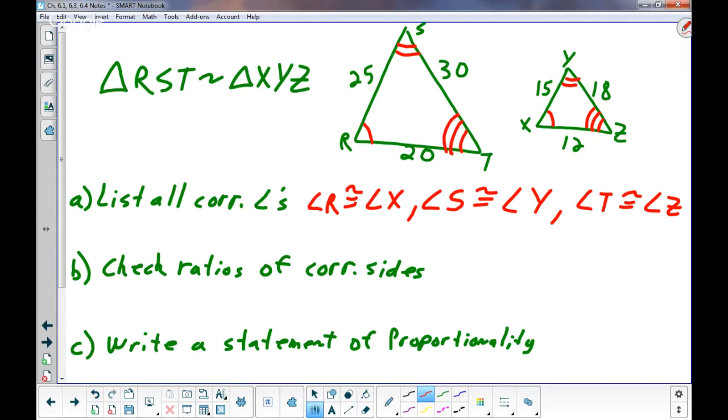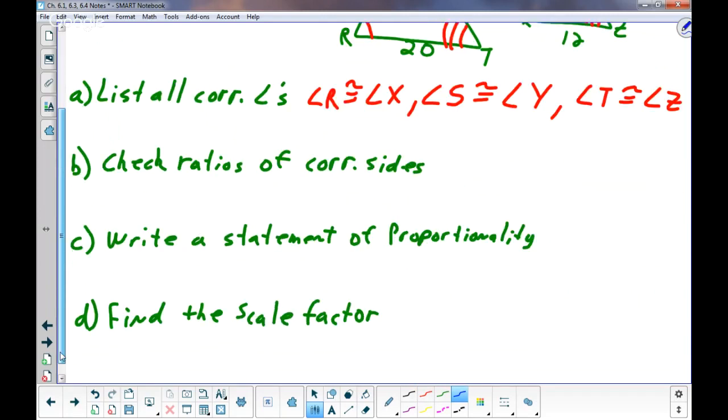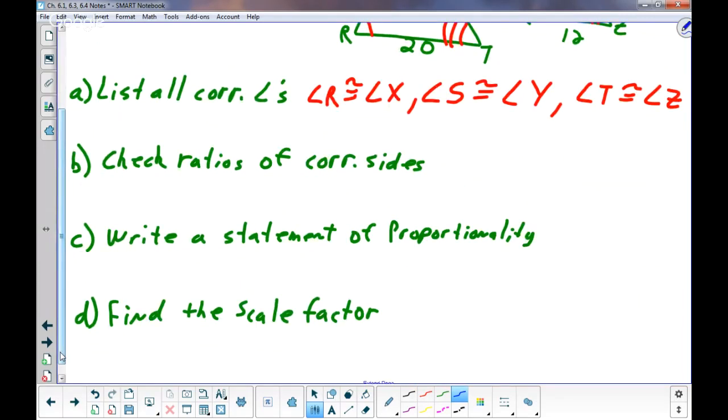And then we want to check the ratio of corresponding sides. So let's just write down which sides are corresponding. If we look at it, we know that RT corresponds with XZ. And we also want to know that there's RS, and that corresponds with XY. And then our third one, which is ST, corresponds with YZ.